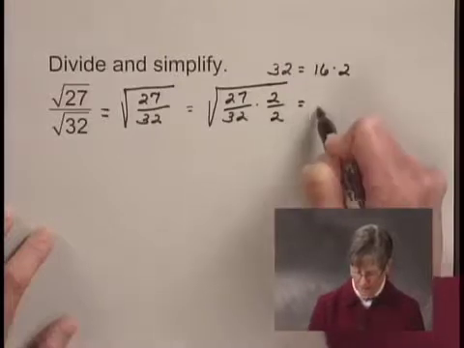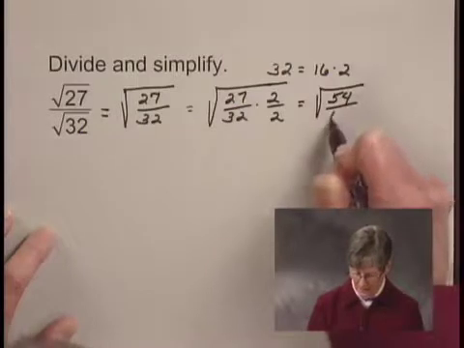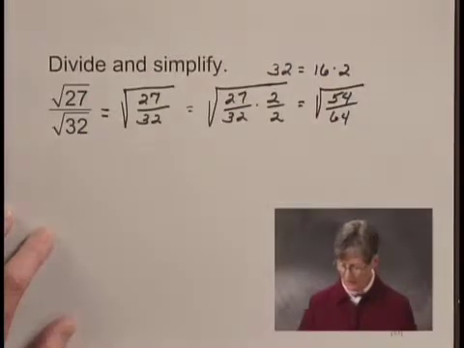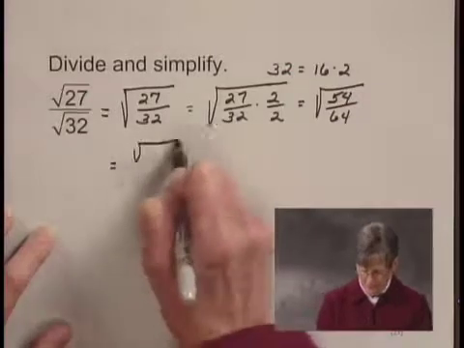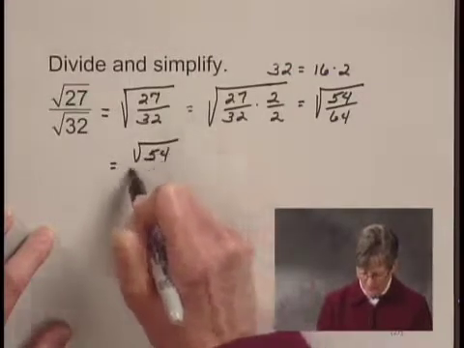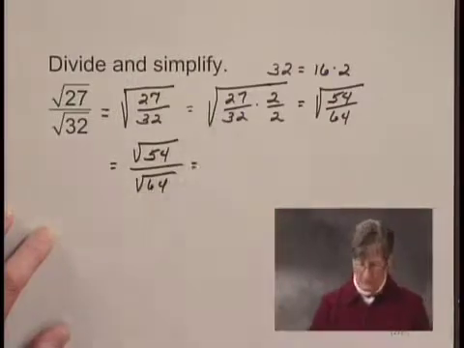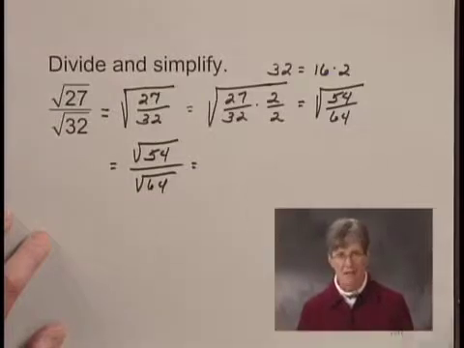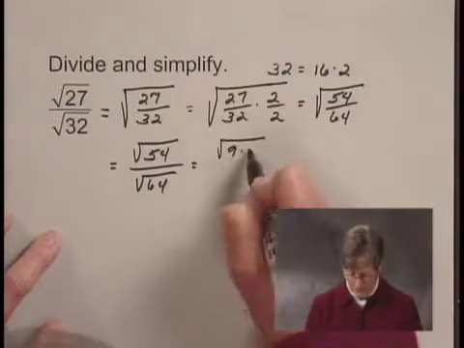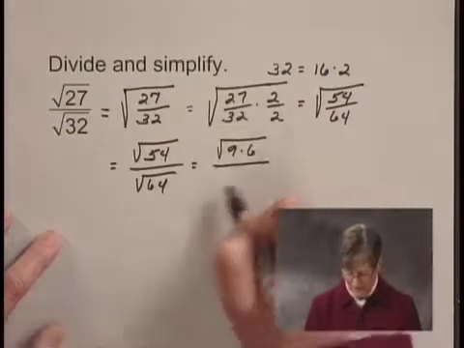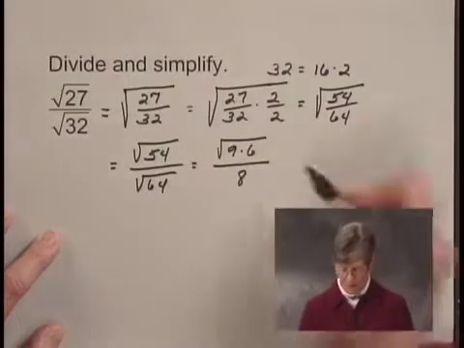And when I do those multiplications, multiplying the numerators and multiplying the denominators, I have the square root of 54 over 64. And I can write that as a quotient of square roots. Now let's look at the square root of 54. 54 is 9 times 6, and 9 is a perfect square. So I'm going to have the square root of 9 times 6 up here. And the square root of 64 is 8. 64 is a perfect square.